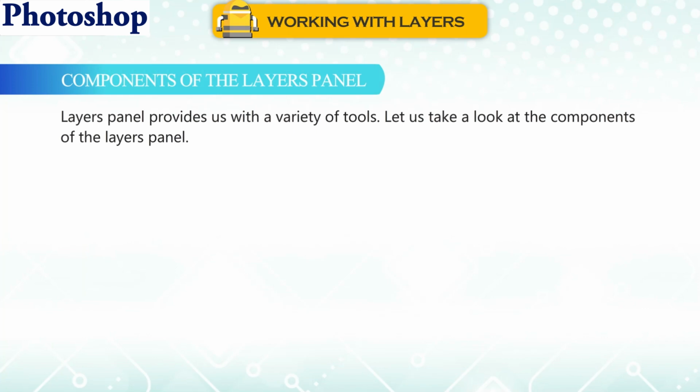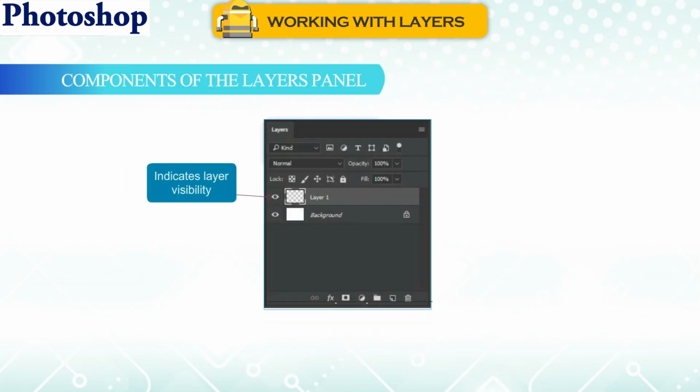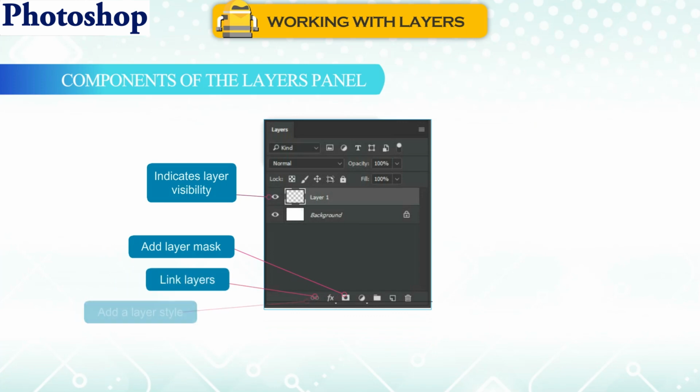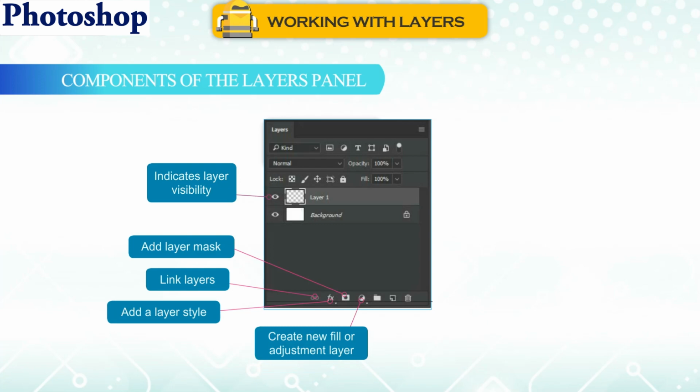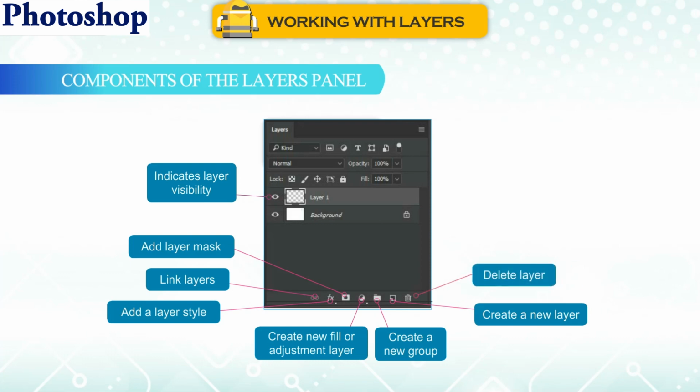Components of the Layers panel. Layers panel provides us with a variety of tools. Let us take a look at the components of the Layers panel. Indicates layer visibility. Add layer mask. Link layers. Add a layer style. Create new fill or adjustment layer. Create a new group. Create a new layer. Delete layer. Layers. Layer filtering options.